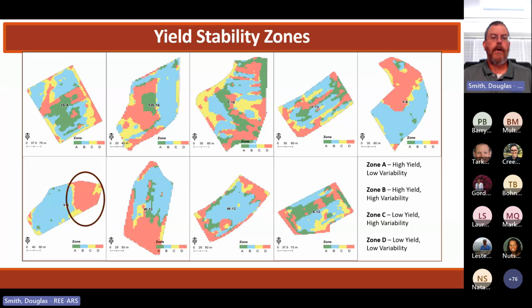This is what this looks like on the map. And there in the circle, you can see the large contiguous pink zone that is zone D. So it's stable at being low yielding.